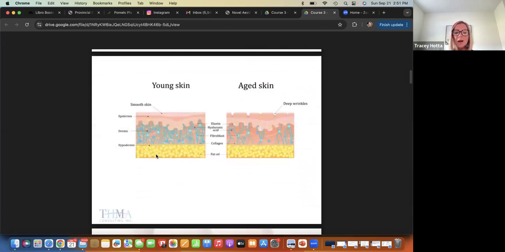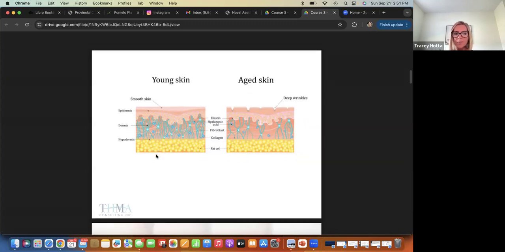When we look at the skin, you can tell from this photo that young skin versus aged skin is very different. As we age, the skin does get thinner. We lose collagen and elastin, and you can see here how lines and wrinkles form and how the skin gets thinner over time. We lose hyaluronic acid, fibroblasts, and collagen, and you can also see fat cells here too, which we do lose as we age as well.